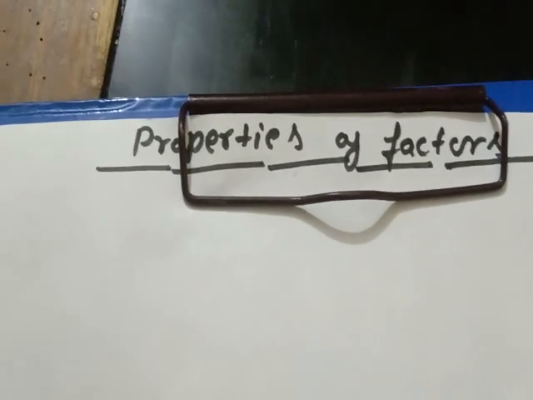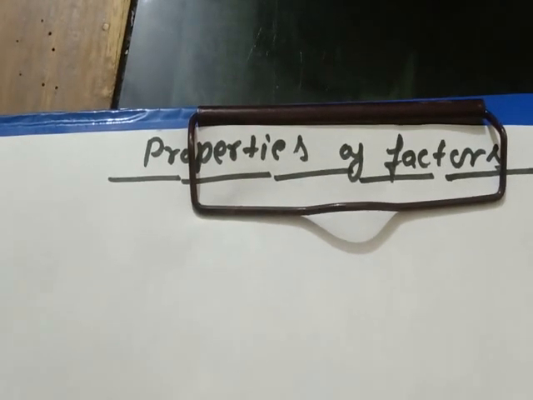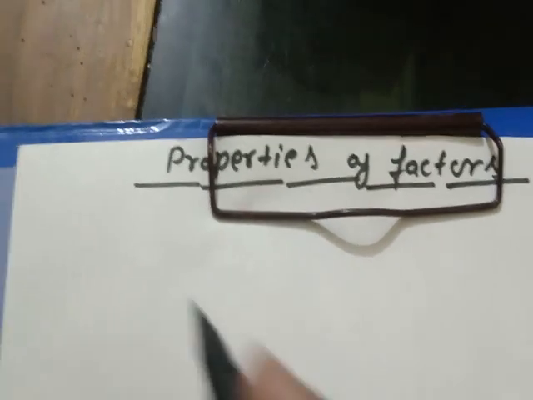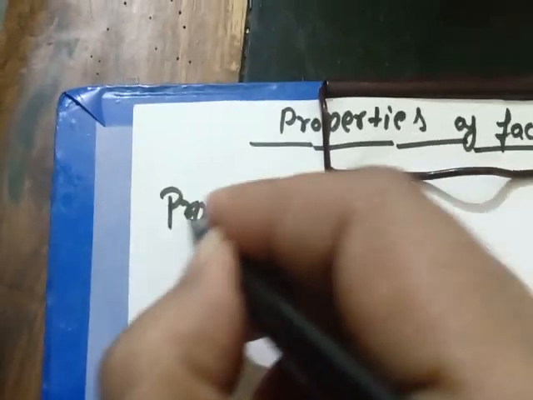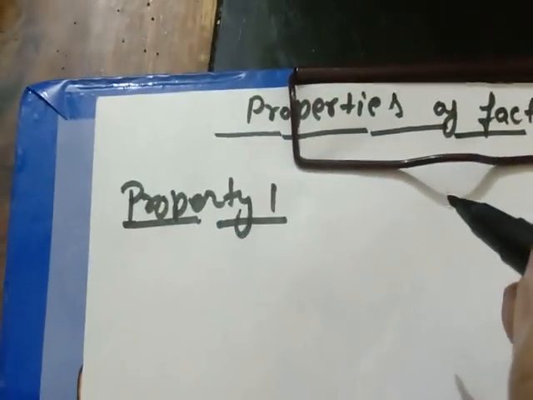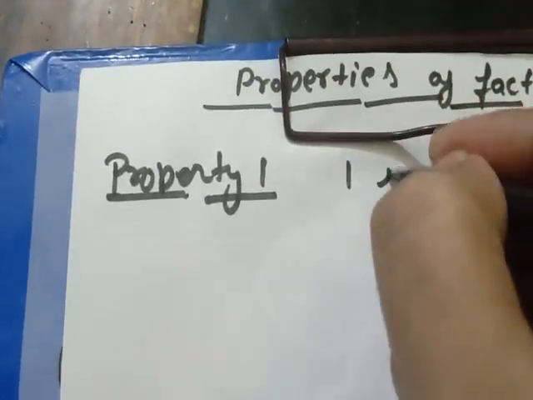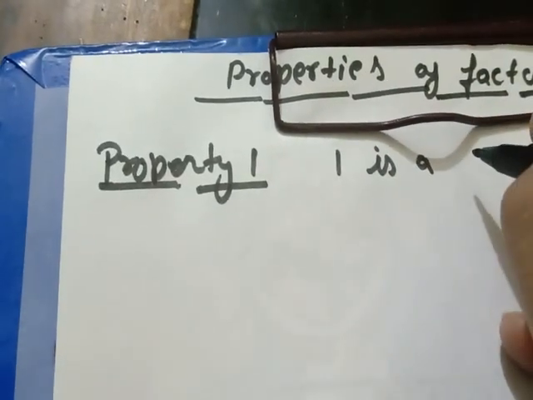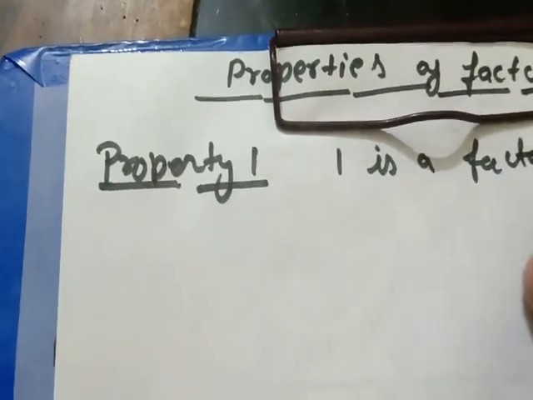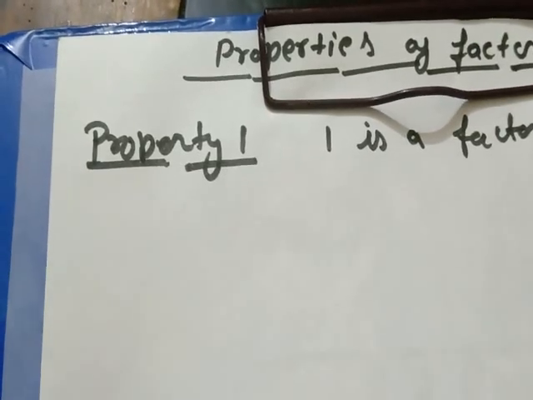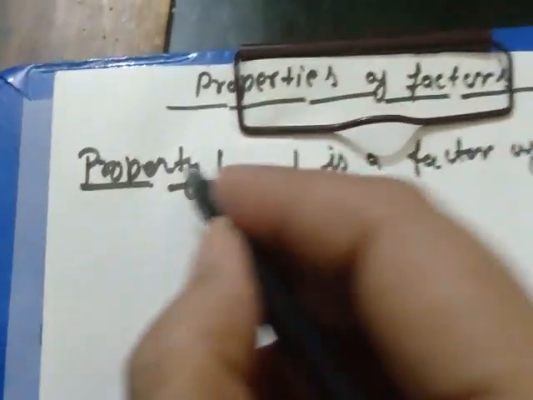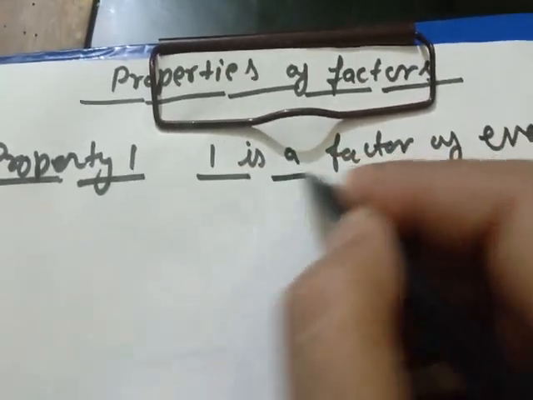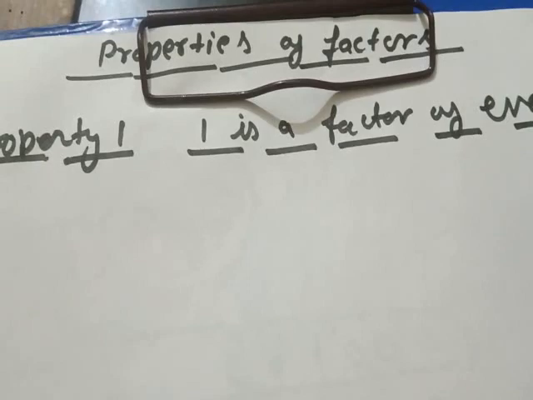Properties of factors. I will teach you some properties of factors. Property 1. 1 is a factor of every number.